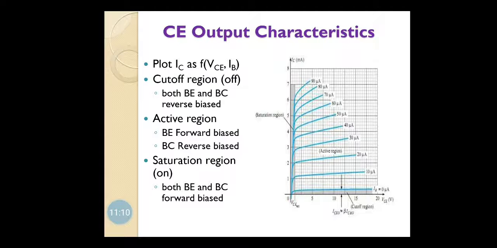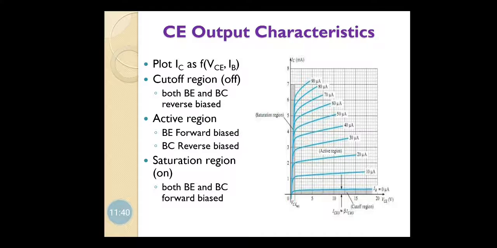But if you increase the input current, then again the collector current increases. So at 10 microamps you can see collector current is increased. You again increase the base current, the input current, and keep it constant, and the output current is also increasing. So as you go on increasing the input current, the output current also increases. So this is the output characteristic of common emitter configuration.